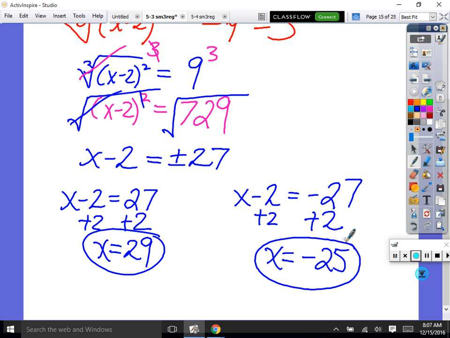Never assume that they're going to be opposites of each other, because they won't be. Does that make sense? A lot of people will start going, oh, 29 and negative 29. You know what I mean? Do the math. Okay, sweet. We found our 2 solutions.